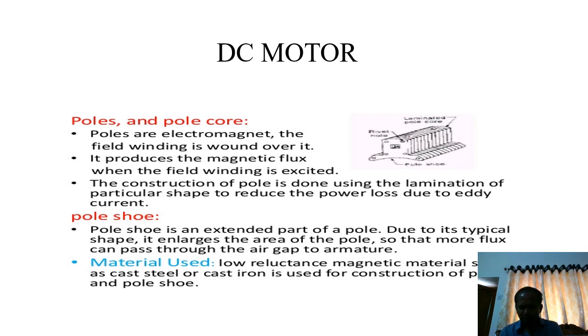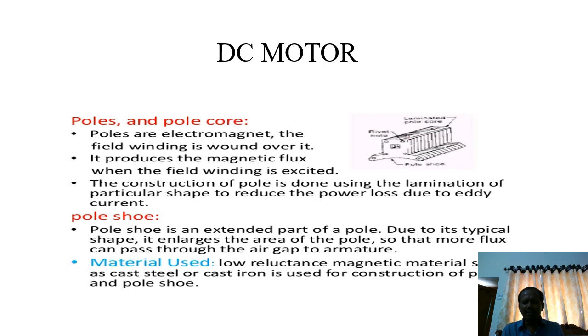So this is the pole. After the excitation, the magnetic field provides the flux, and the flux is passed through the air gap to the armature. A very small air gap is provided in between the pole shoes and the armature. Next, what type of material is used for pole shoes?